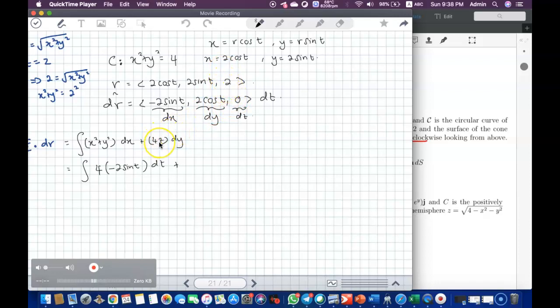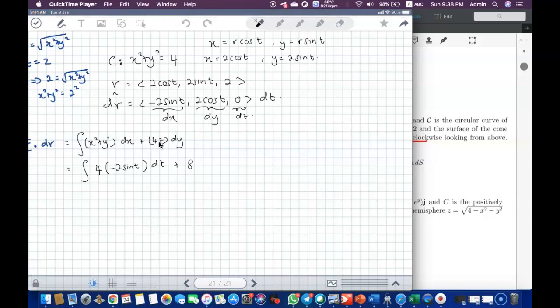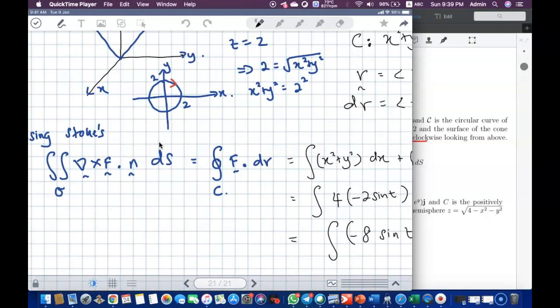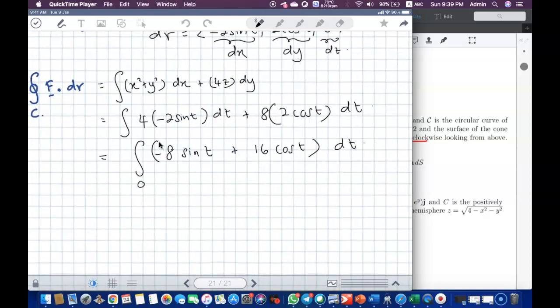Okay, so 4 multiplied by 2, you got 8, and dy is 2 cos t dt. Okay, so minus 8 sine t plus 16 cos t dt. Okay, so t is the angle or theta. So we know we have a complete circle from your closed curve here. You have a complete circle, so your t is 0 to 2 pi.